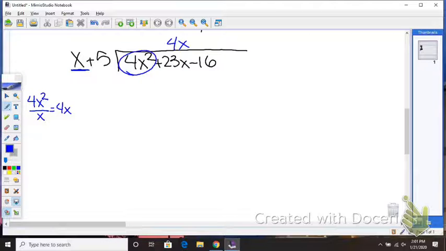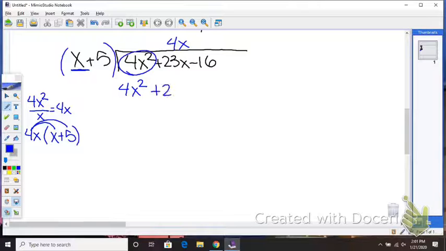Then what was my next step when we did this with the numbers? Multiply. So we divided, then we multiplied. When we multiply this 4x, you're going to multiply it by this whole thing. So over here, I'm doing my little thinking work. 4x times x plus 5. So I'm just going to distribute this in. So I have 4x squared plus 20x.